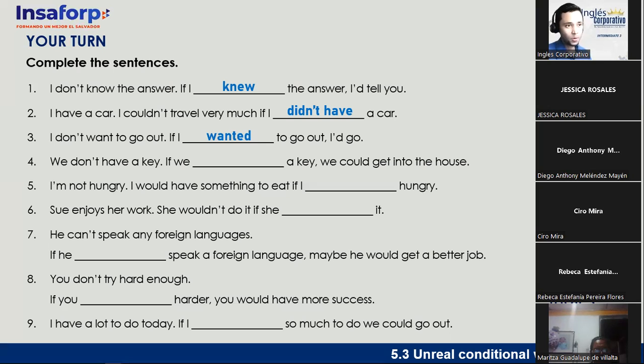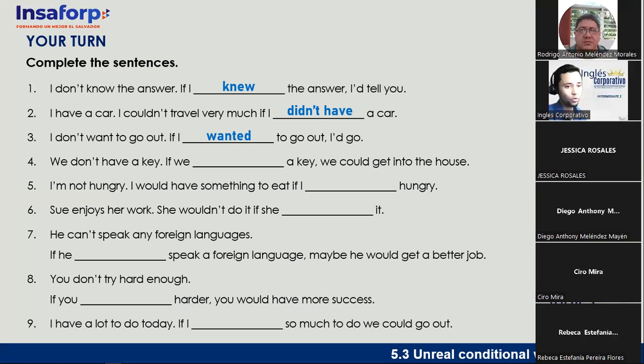Number four. Who wants to try number four? Please raise your hand. Your digital online hand. Come on, don't be shy. Don't be afraid. Lo peor que va a pasar es que le voy a decir cómo es la forma correcta. Y va a aprender. Who wants to try? Number four goes. Okay, Rodrigo Antonio.